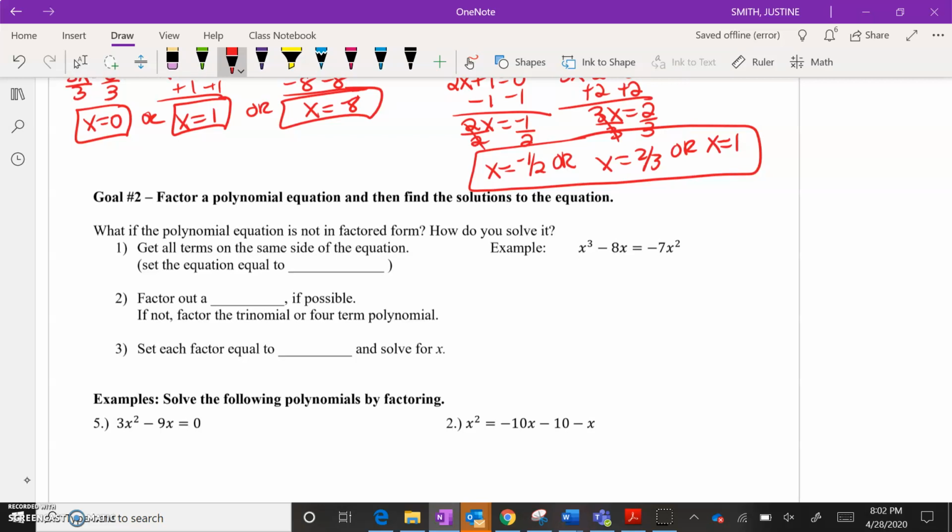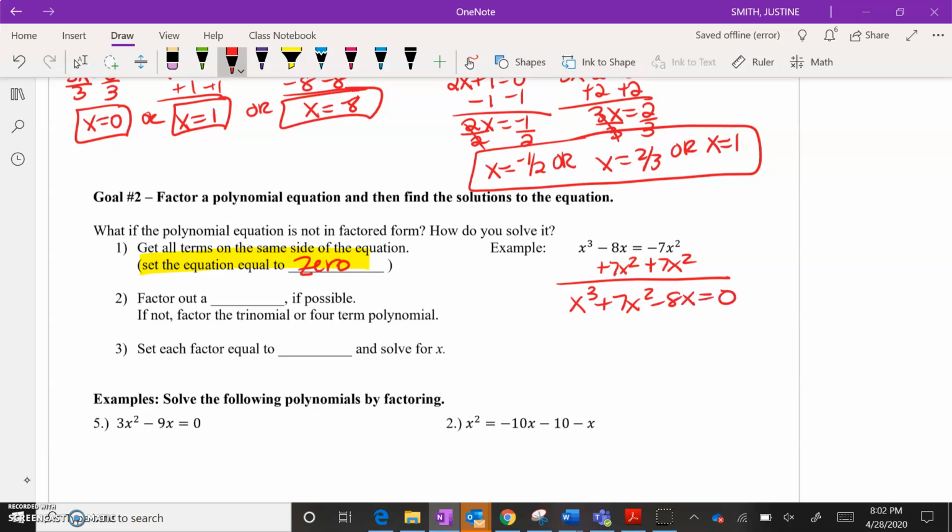Okay, so the first thing you always have to do is you have to get all your terms on the same side of the equation and then set the equation equal to 0. Okay, so this is probably one of the biggest mistakes people make. They don't set their equation equal to 0. Okay, so make sure you do that first. So for example, in this one, I would first add 7x squared, and I would put this in standard form and have it set equal to 0.